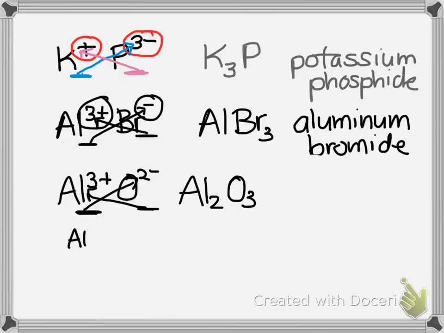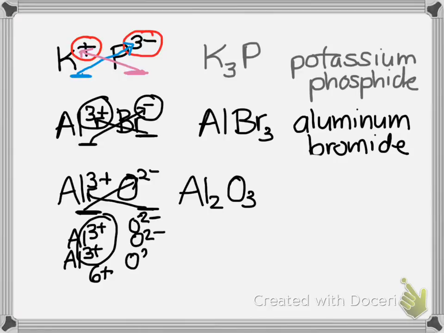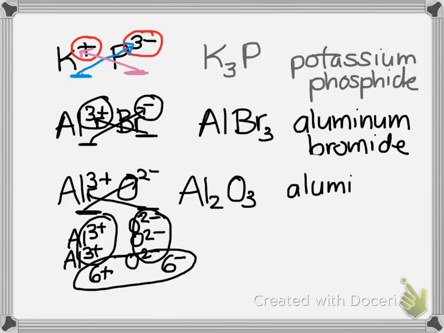You see, if I had 2 aluminum, this equals 6 plus. And if I had 3 oxide ions, this equals a 6 minus. And that is what we're trying to do. So when we add those together, they cancel. This is just named aluminum oxide.